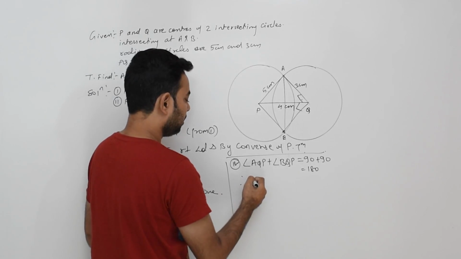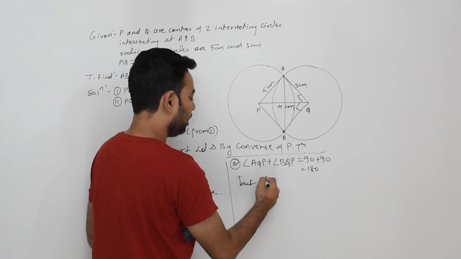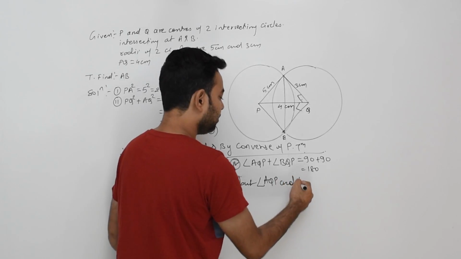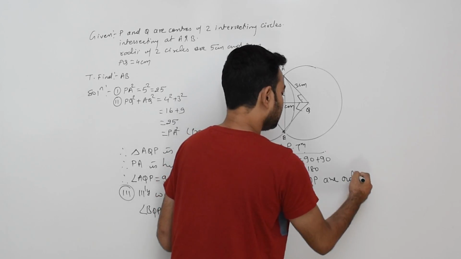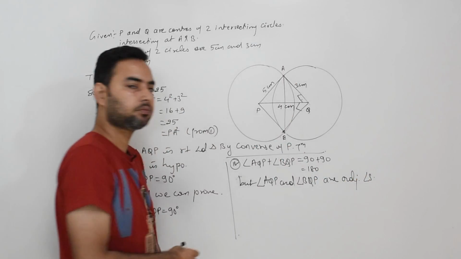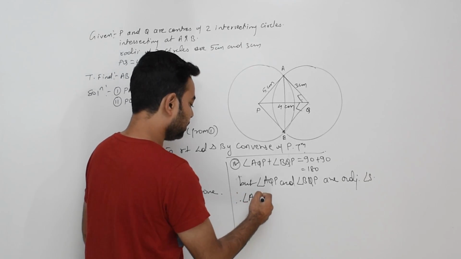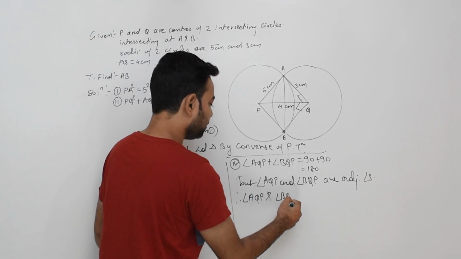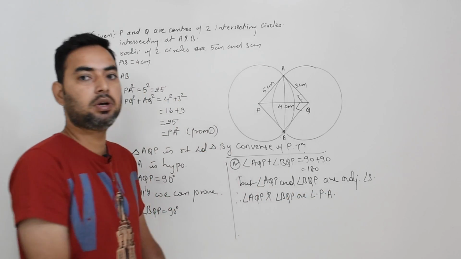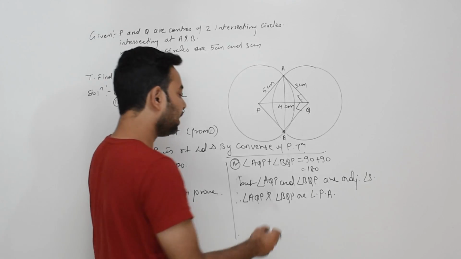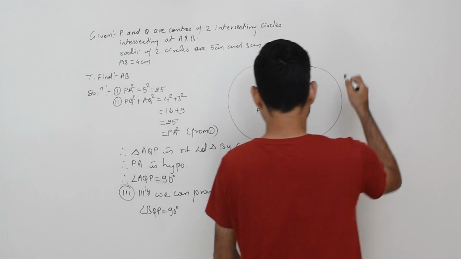Therefore, angle AQP and angle BQP are adjacent angles. As they are adjacent angles, therefore angle AQP and angle BQP are linear pair angles. If they are linear pair angles, what does it mean? AQB is a straight line.